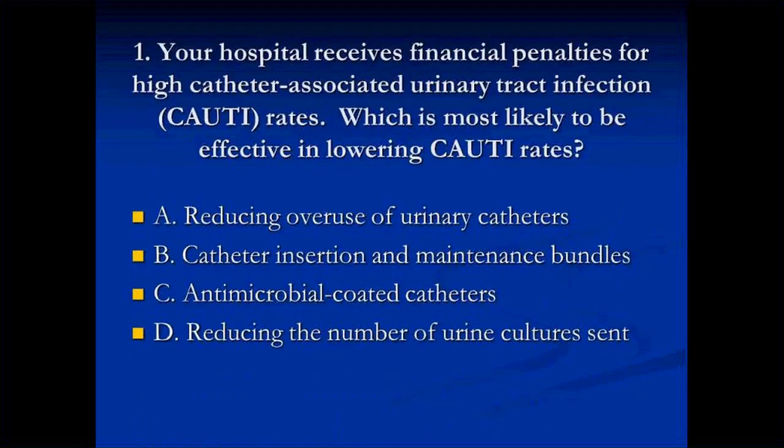And so here's question number one. I can tell you there are hospitals in the Cleveland area that we all know that are faced with this actual question. So your hospital is receiving a financial penalty because you have high catheter-associated urinary tract infection rates. Which is most likely to be effective in lowering your CAUTI rate: reducing overuse of urinary catheters, catheter insertion and maintenance bundles, antimicrobial-coated catheters, or reducing the number of urine cultures sent?